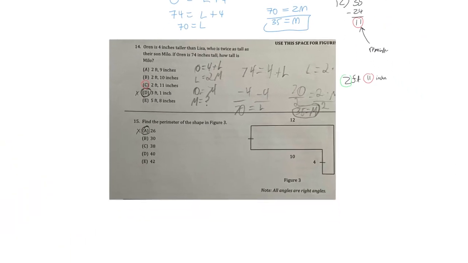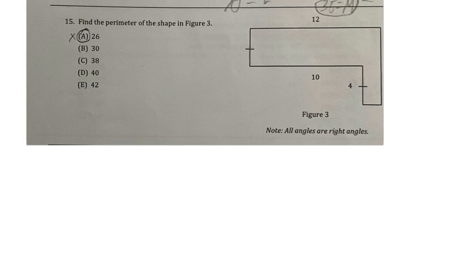Okay, looking at problem number 15, find the perimeter of the shape. So it's very important to recognize a couple things. Number one, perimeter is the length all the way around this thing, okay? Now, my student watching is probably wondering, what the heck? How am I supposed to find the length when I don't even know what this is?